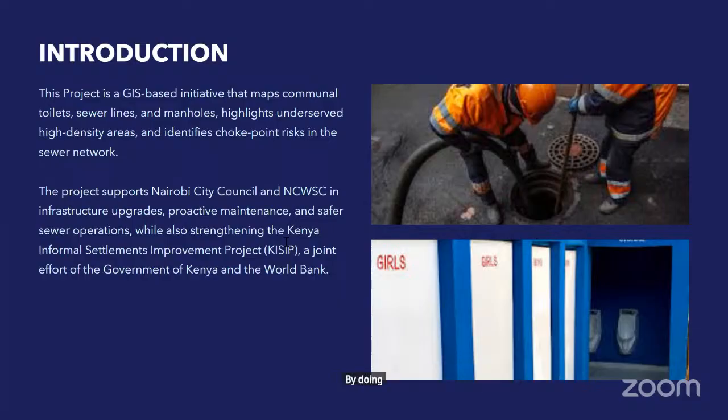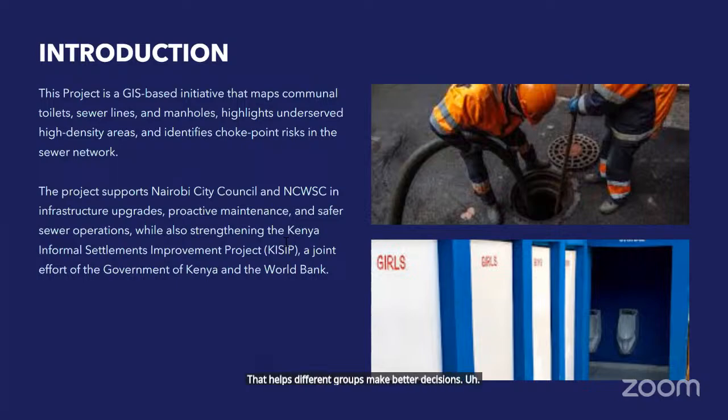By doing this, we are able to see which areas have few sanitation facilities and also identify where manholes are at risk of choking, which can cause serious problems in the sewer network. The idea is to give a clear picture that helps different groups make better decisions.